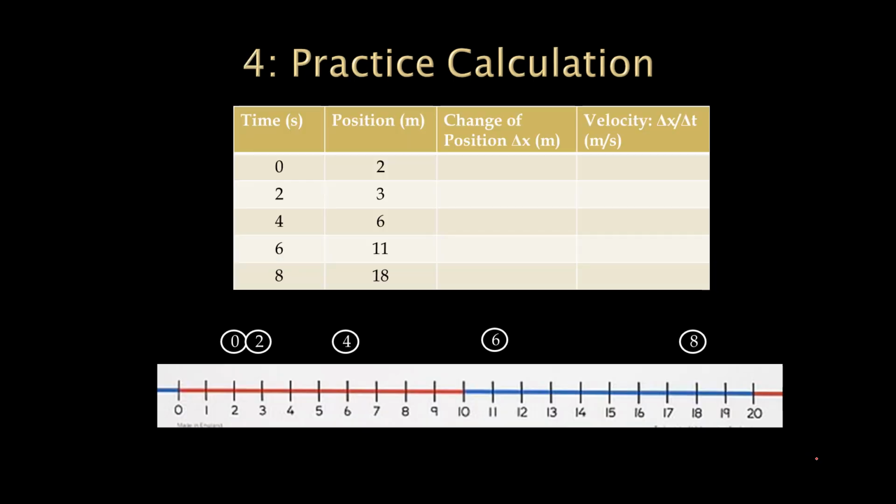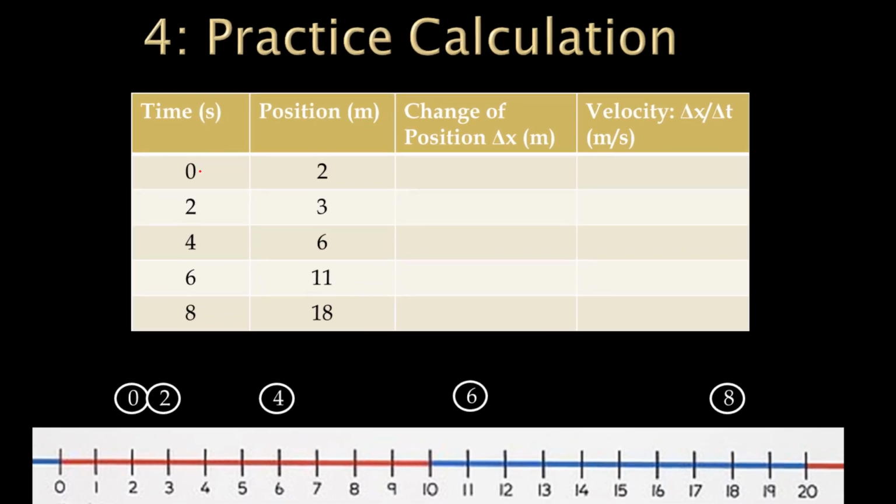Let's transfer this information into a table. Again, we see our ruler and timestamps down at the bottom, and then that information has been transferred into this table. At a time of 0 is the position of 2 meters. At 2 seconds, it was at 3 meters, and so on. Now we need to record the velocity over each time interval. To get that, we need the change of position over our change of time. Let's go and calculate our change of position over each of these time intervals.